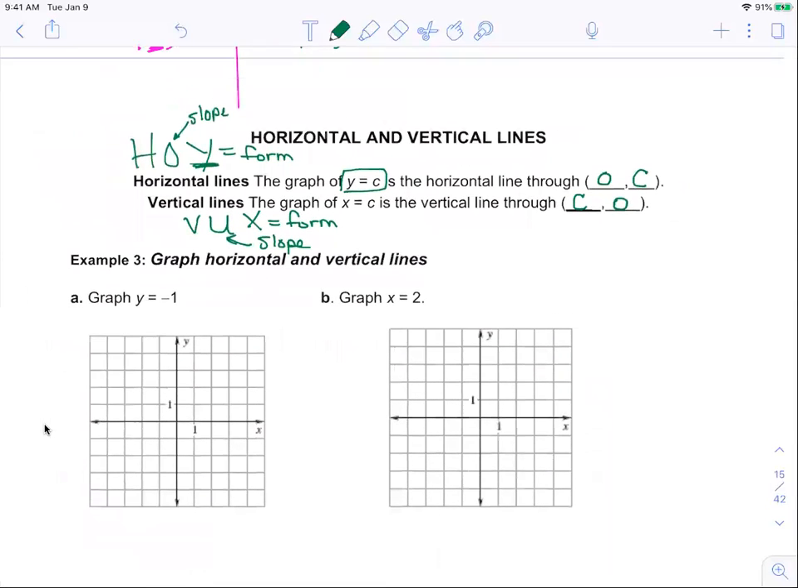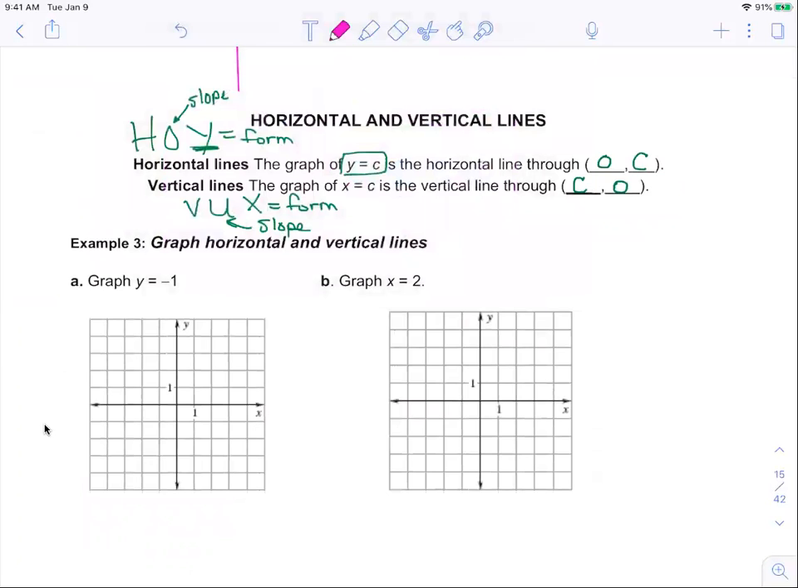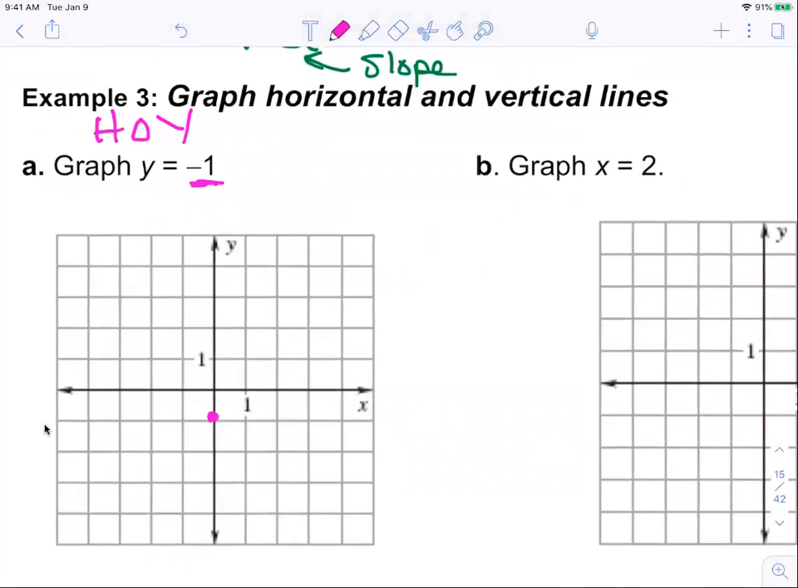So these 2 final little graphs here. The first one says y equals -1. So this means it's y. So I have a horizontal line since it says y. So I'm going to go to where the y is -1. Well, find your y-axis. Go down to -1. That's my point. That's the only point. And then I draw a horizontal line through that point. And that's it, because the slope is 0. It's not rising, it's not falling, it's just horizontal.